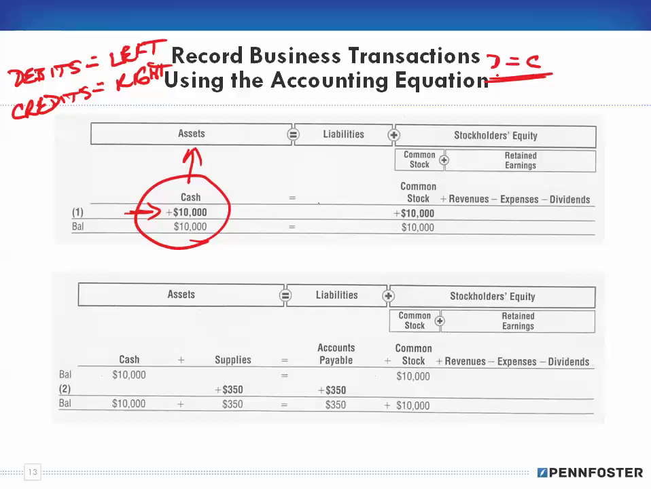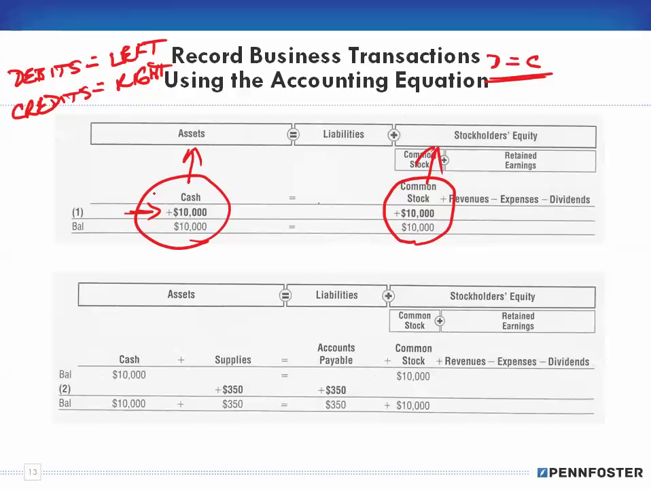Okay, so with our debits equaling our credits, when we invest in the business, we're giving the business the $10,000. Well, that increases our cash. Now, what am I getting in return? Well, I'm getting common stock. So as you can see, our common stock increased by 10,000. So our equity increased by 10,000.